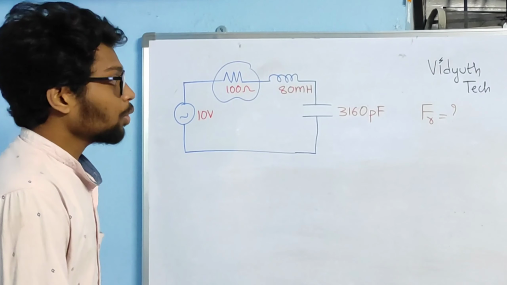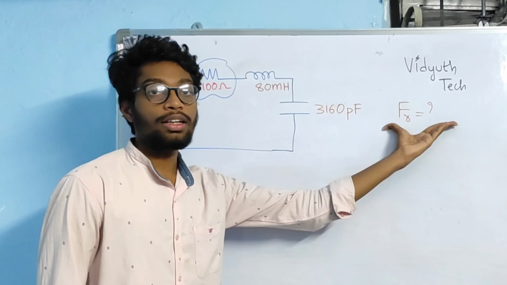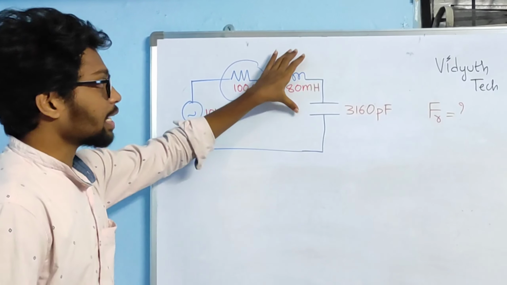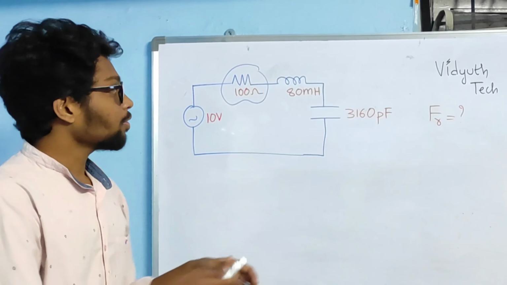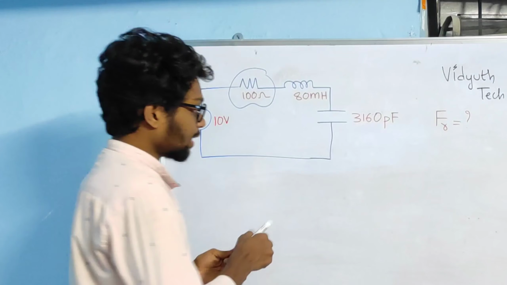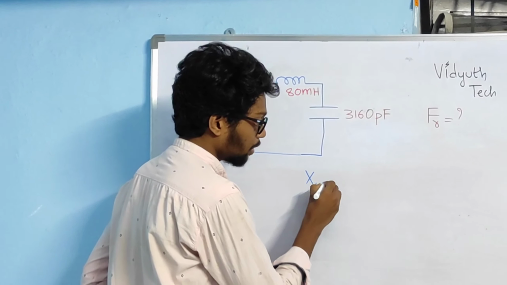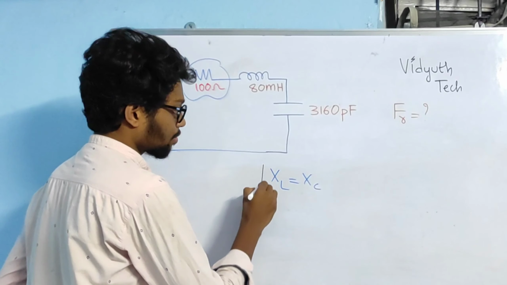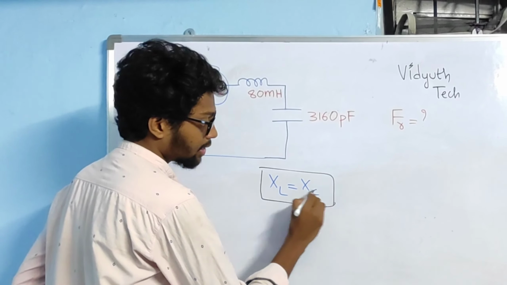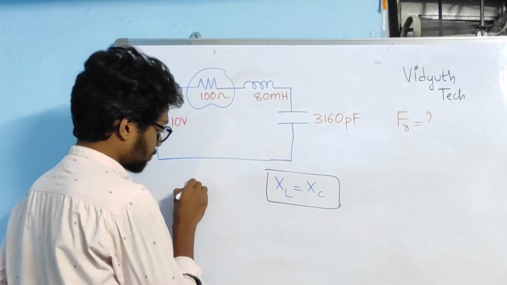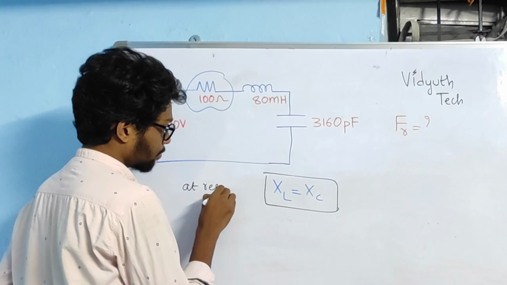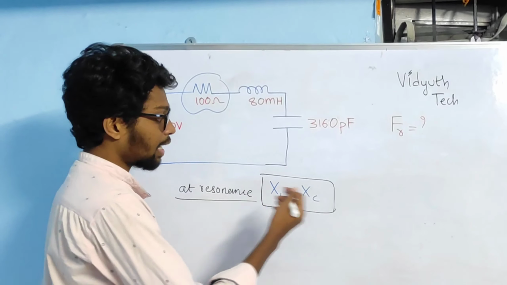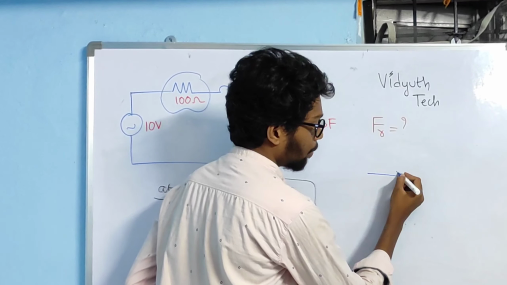Now, before finding resonance frequency, we have to know what resonance frequency is, right? It is the frequency at which XL is equal to XC, where XL is inductive reactance and XC is capacitive reactance. At resonance condition, XL is equal to XC. At that moment, all the reactances will be cancelled out and the circuit will be resistive.